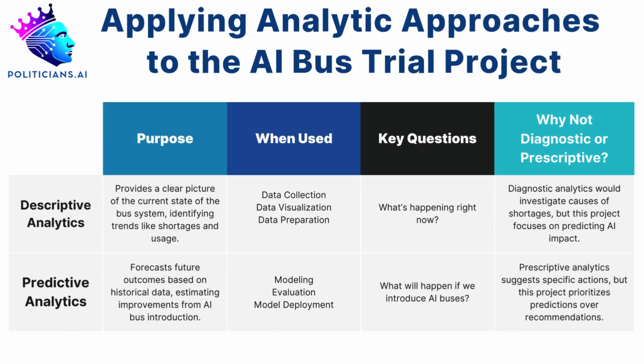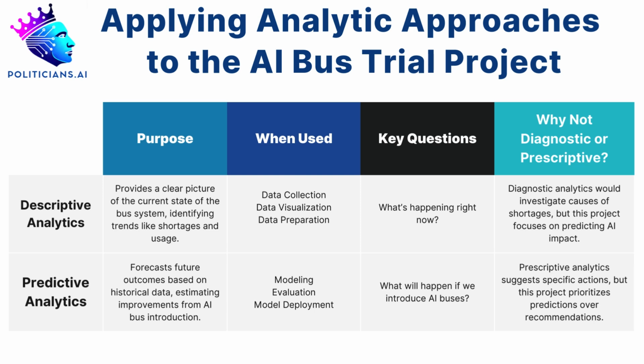In this project, we are using two key types of analytics, descriptive and predictive. These two types are essential for helping us understand the current state of the bus system and for forecasting how the introduction of AI-based buses could reduce driver shortages. So why are we focusing on these two?